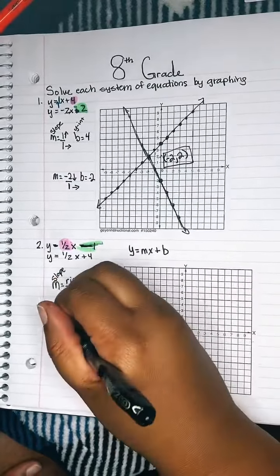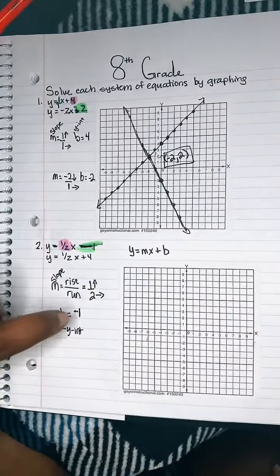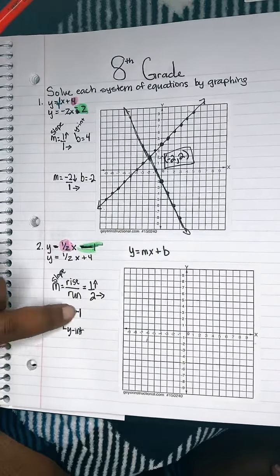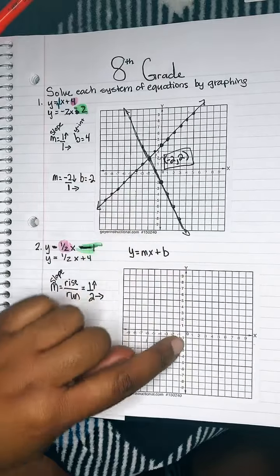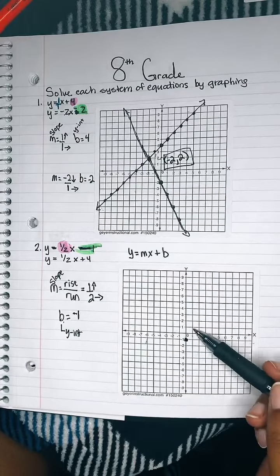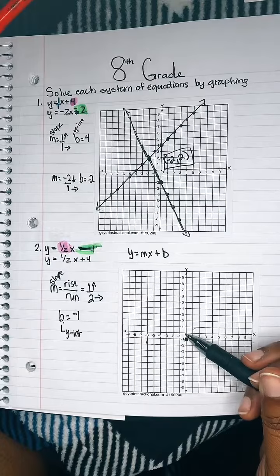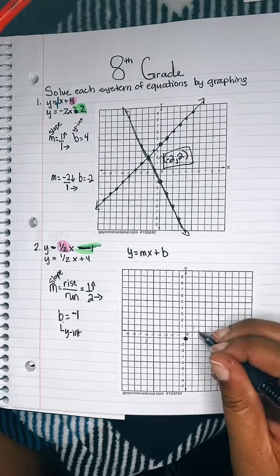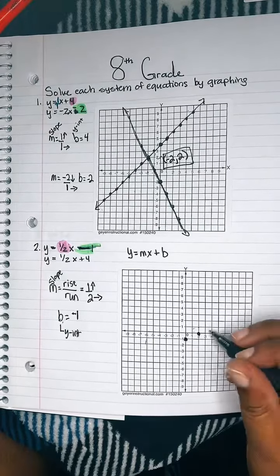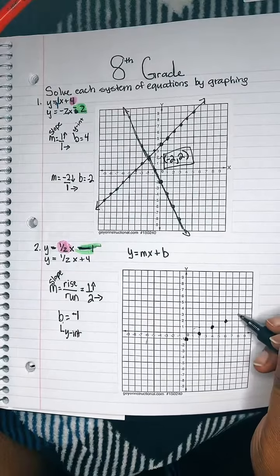Now the B is the y-intercept. What that means is this is the point on the y-axis. So I have to find -1 on this y-axis. I find it right here and put a point there. From this point, I go up 1 and run to the positive 2, and I put another point. Up 1, run. Up 1, run.